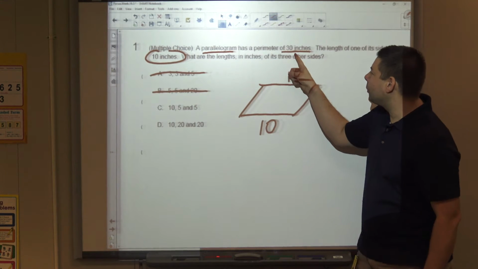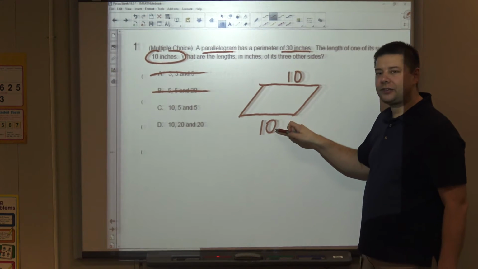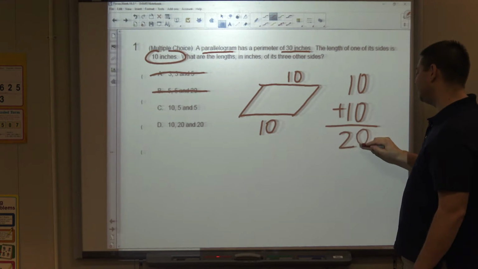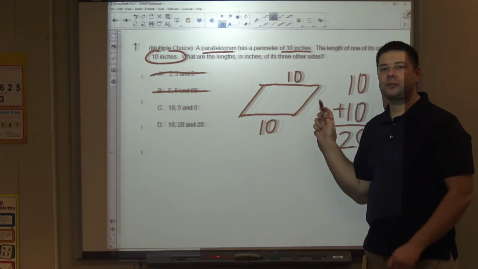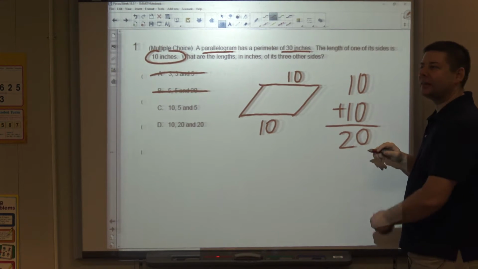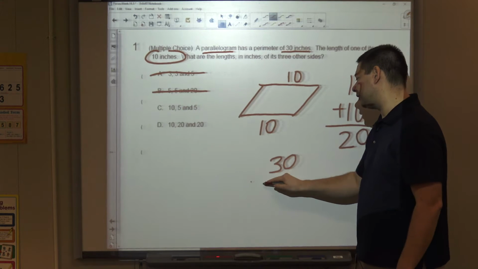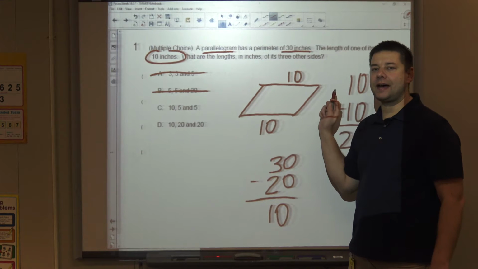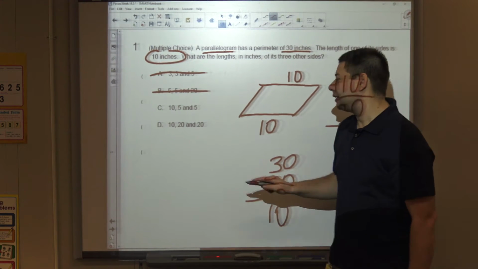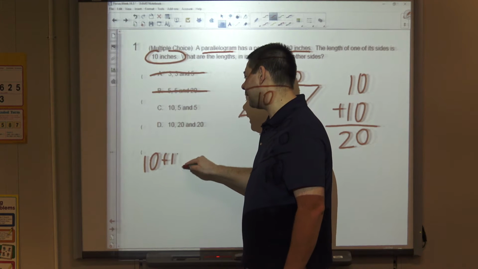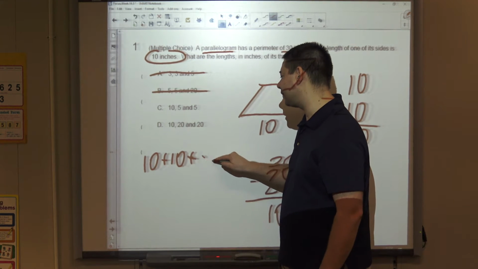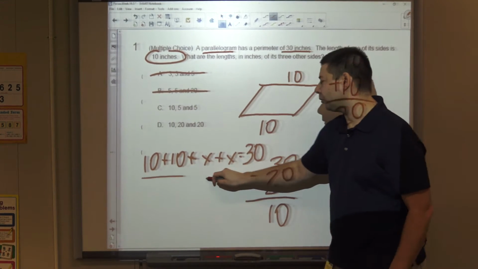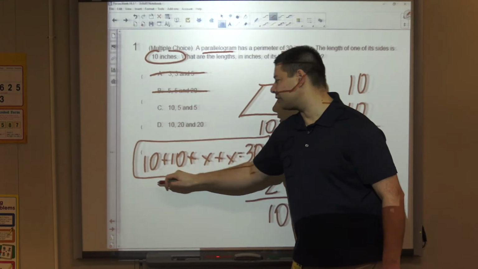So now I want to think, if the total is 30, 10 plus 10 is 20. That means that the other 2 sides have to make up for the remainder, whatever is going to get me to 30. So 30 minus 20 means that I have 10 more to go. So my other 2 sides have to add up and equal 10. Another way to look at this is I could take 10 plus an unknown number, let's call it x, plus x equals 30. So I want to figure out then what is my unknown sides, or my x.